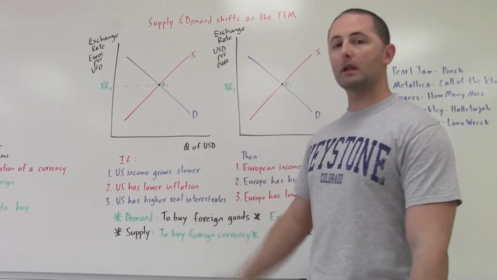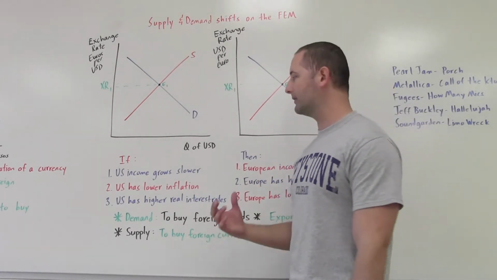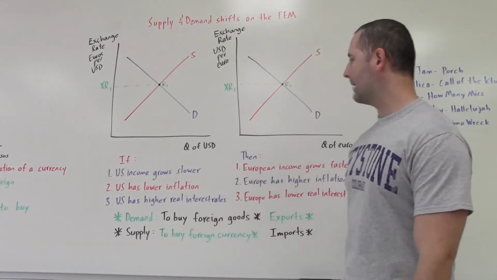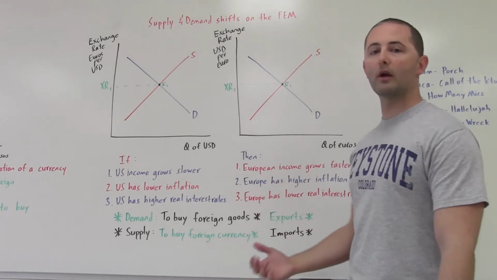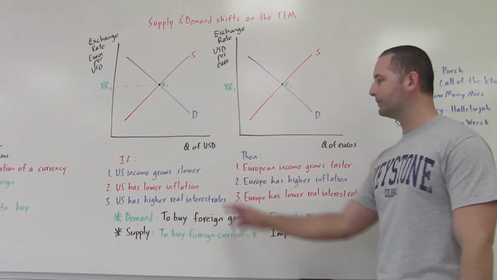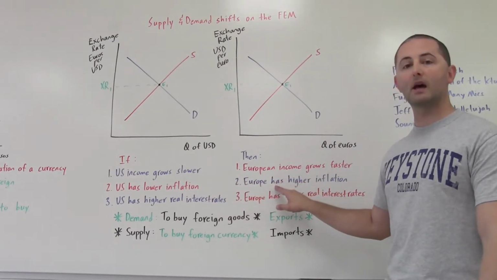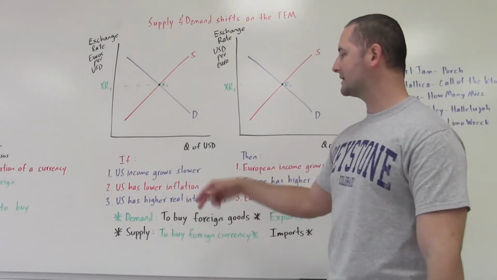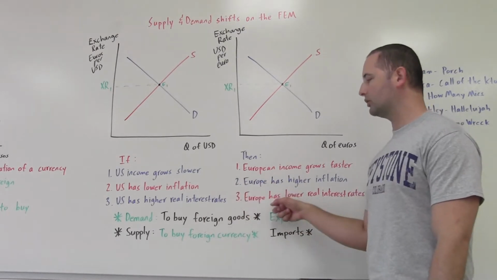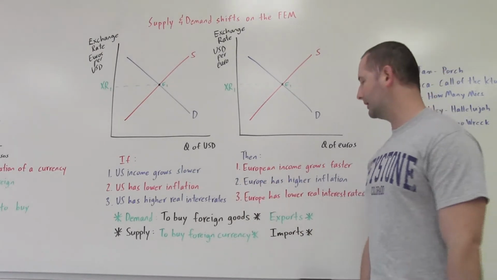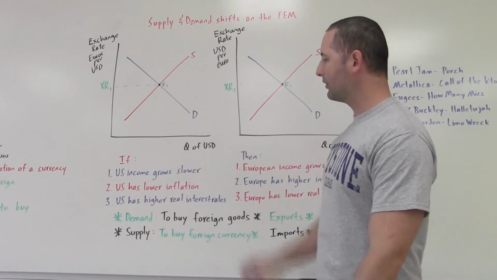If U.S. income grows slower, since we're pretending like the U.S. and Europe are the only economies in the world, then that means European incomes are growing faster than American. If the U.S. has lower inflation, then Europe has higher inflation. If the U.S. has higher real interest rates, then Europe has lower real interest rates. So these three things must be true.